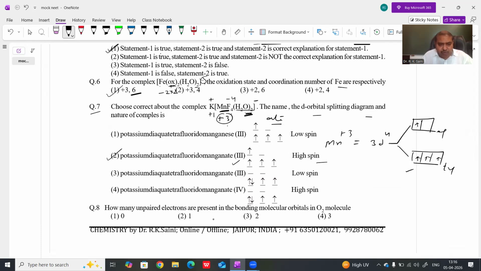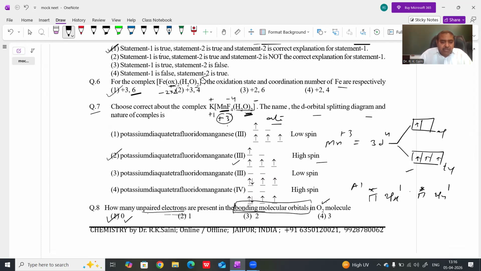Question 8, taken from MOT in chemical bonding. Read the question carefully: how many unpaired electrons are present in the bonding molecular orbitals, BMO, in O2? Answer is 0 because all electrons in the bonding molecular orbitals are paired. However, it has 2 unpaired electrons, namely one each in anti-bonding pi 2px and anti-bonding pi 2py. The species is paramagnetic, but the unpaired electrons are not present in BMO, they are present in ABMO. Hence the answer is 0.